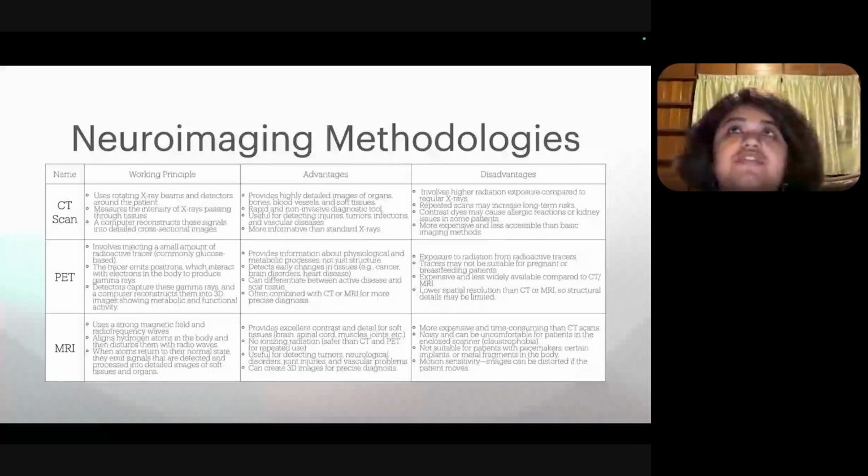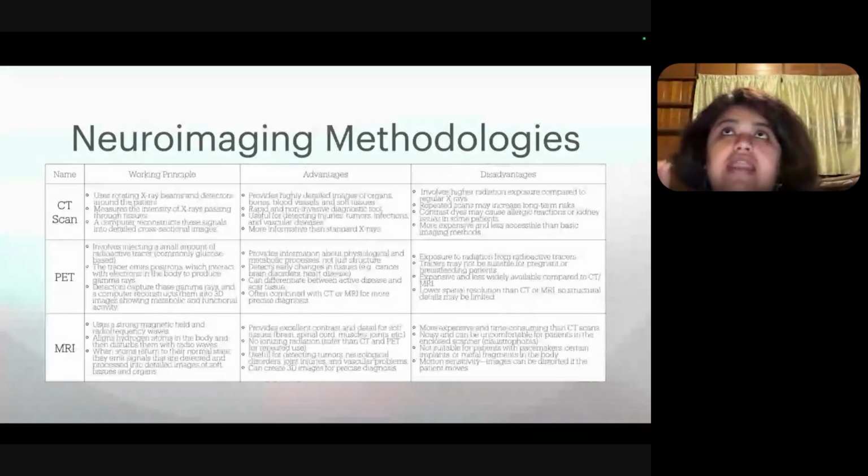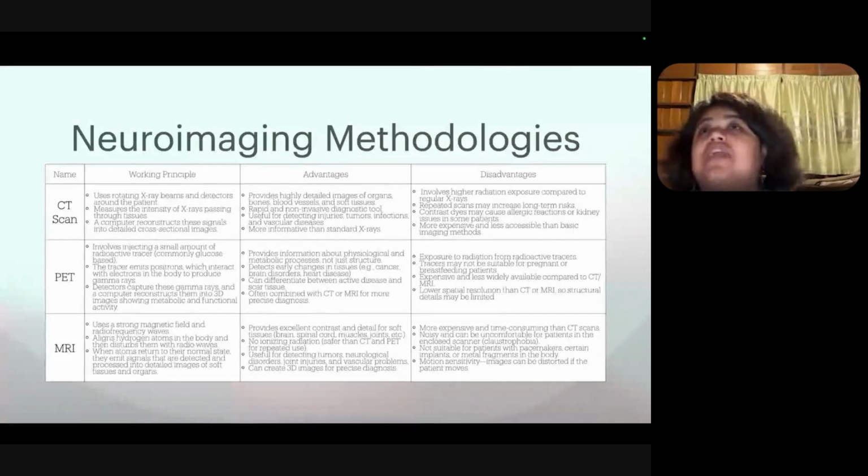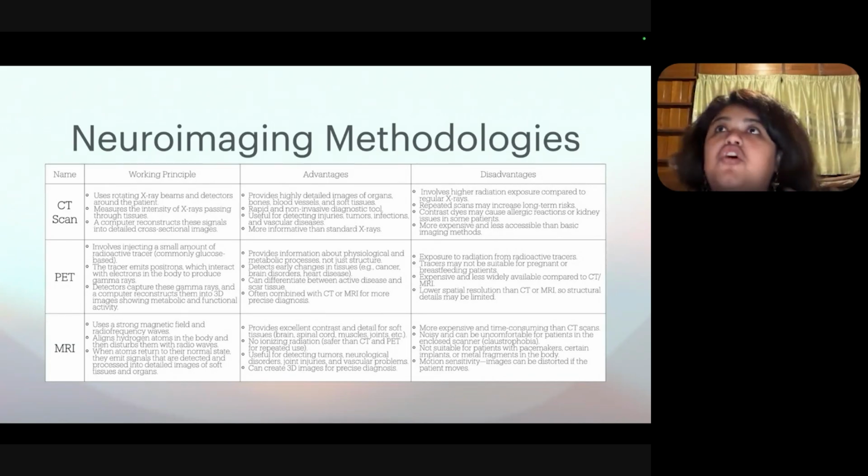And MRI uses a strong magnetic field and radio frequency waves, but it does not have any radiation involved in it. So, how does it work? It basically aligns the lone hydrogen atoms in the body along the strong magnetic field that comes with the machine.